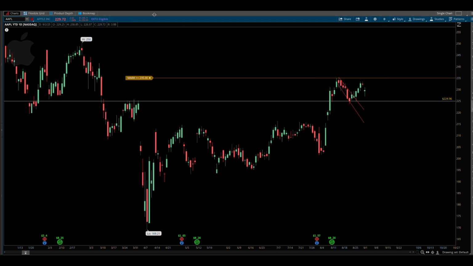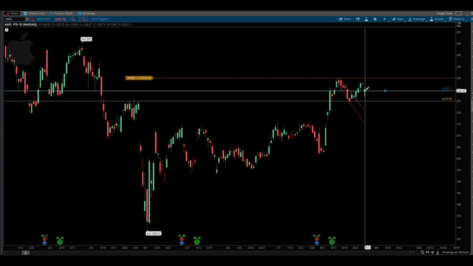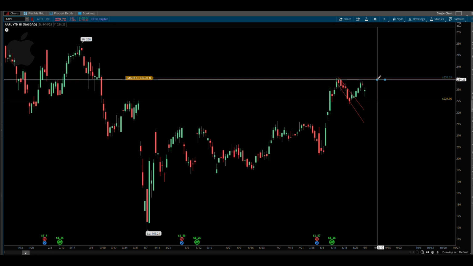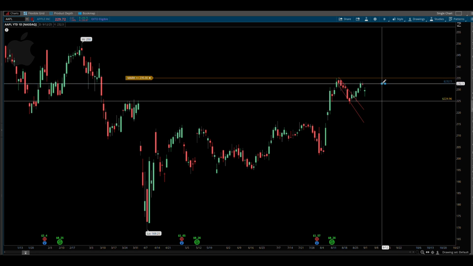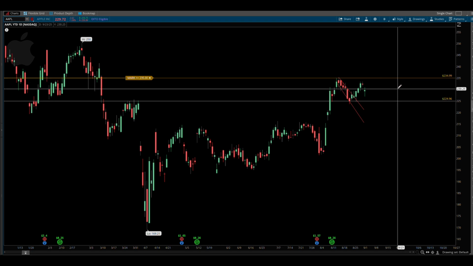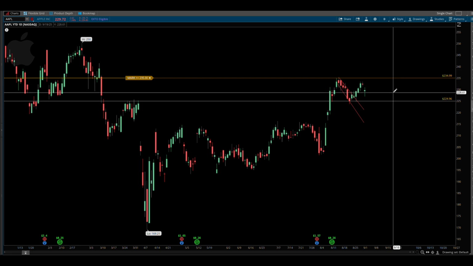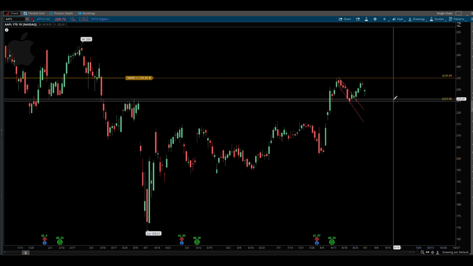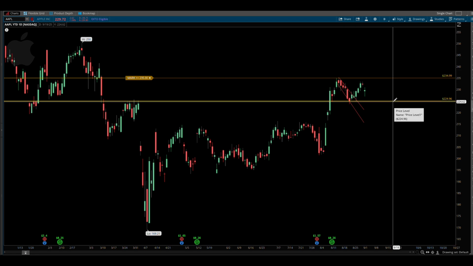We closed at 229.72 plus 5.27. So its expected move is to go to 234.99. So actually right at that mark that I have here. That's funny. And then the lower expected move is going to be 224.45, which is also fairly close to my levels that I've got going on. We'll just call it right there.